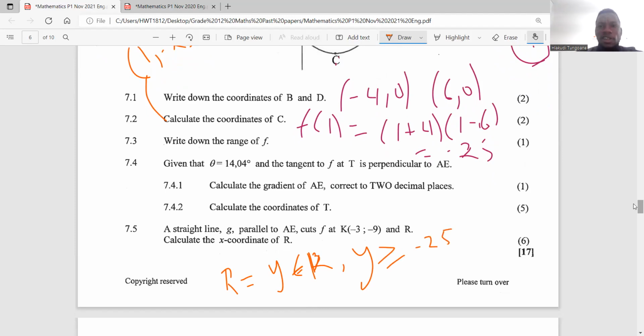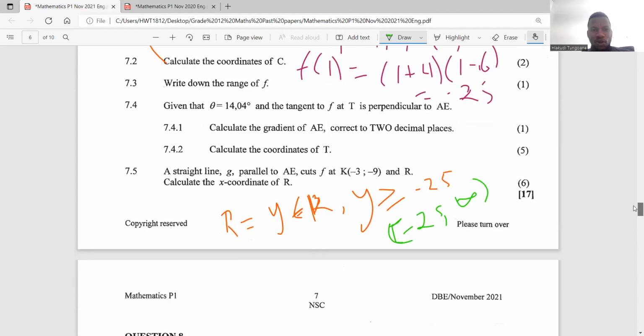Or alternatively, you can write it as all values from minus 25 up to positive infinity. That's another way of writing it in interval notation, right? Yeah, that's the range. That's why they just say write down, it is 1 mark.